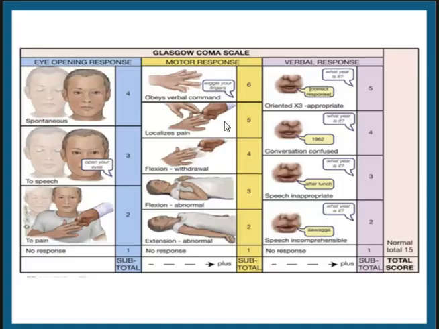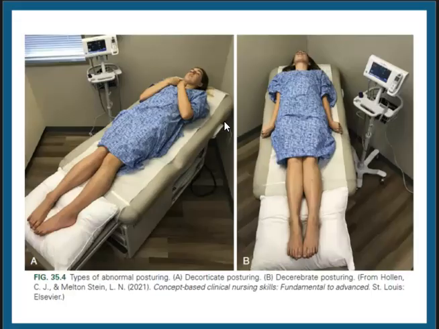That's just another picture of our Glasgow Coma Scale. And this is our posturing. We have decorticate going into the core and decerebrate. It's going outward.